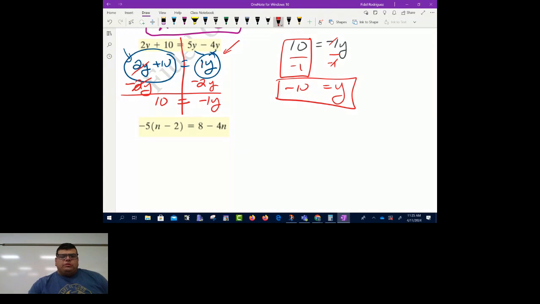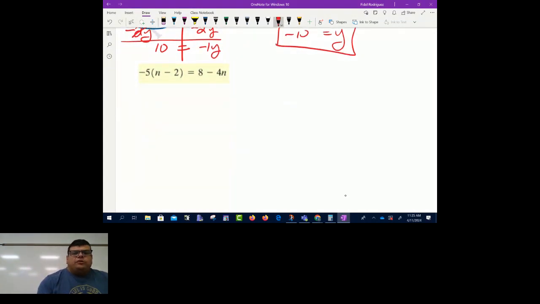So y'all, let me scroll down a little bit more. Again, I'm going to draw my vertical line going down here. First thing we're going to do is multiply. Negative 5 times n, negative 5n. Y'all look right here. Negative times a negative is a positive. Good. 8 minus 4n.